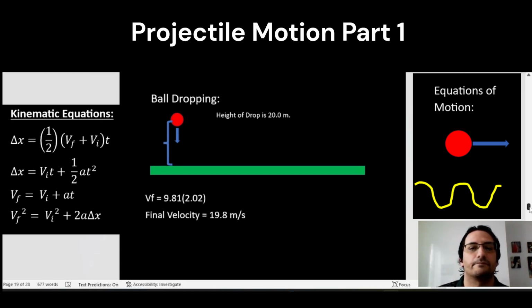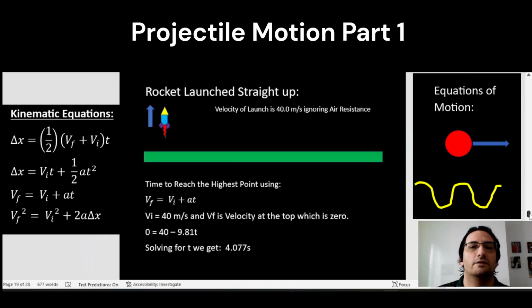The other case is launching straight up. So let's say we have a rocket, a toy rocket, of course. We don't expect it to go very high. Let's say the velocity of launch is 40 meters per second, ignoring air resistance. Time to reach the highest point using this equation.